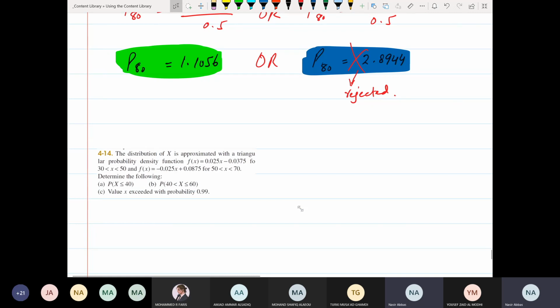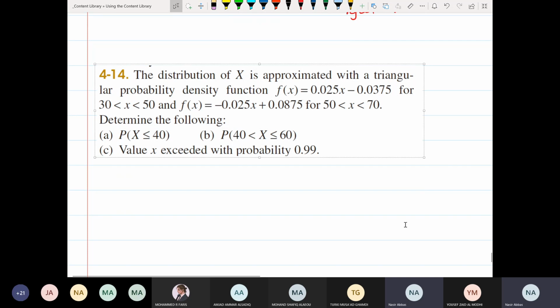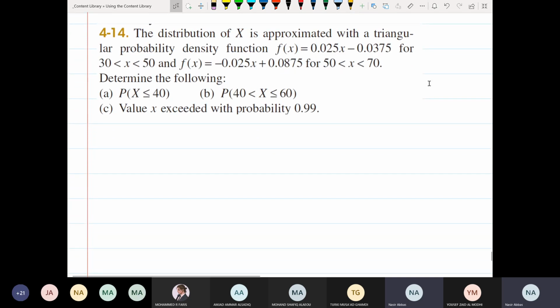So here I found a question where I have split domain. The question says that the distribution of X is approximated with a triangular probability density function. Now the density function, there are two different density functions in two different domains. Your f of X is minus 0.025x plus 0.0875 when X is between 50 and 70. No, I think I missed the first one. Yeah, X is between 50 and 70. This is the second part.